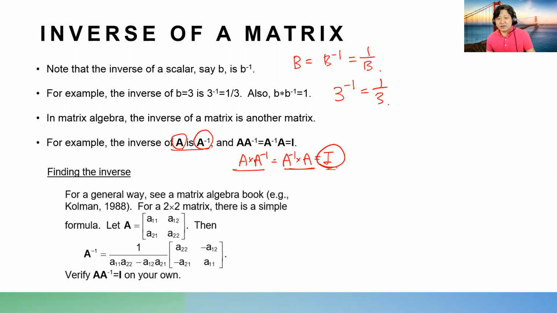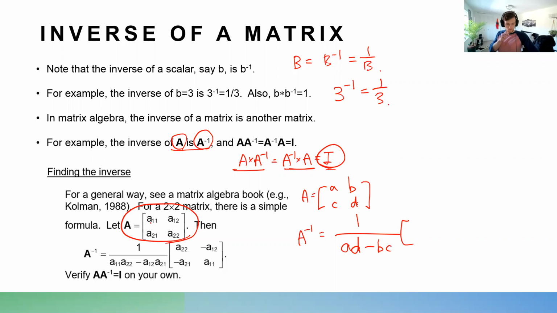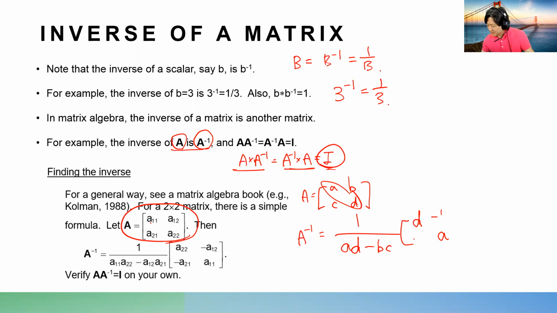And then how can we find the inverse matrix? So this is the formula. Basically, let's say A is a, b, c, d. So A inverse is 1 over a times d minus b times c, and then we switch these two: d, a, and minus b, minus c. This is the formula for the inverse matrix.